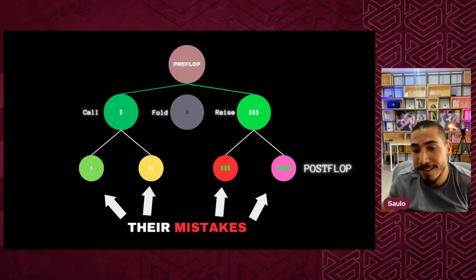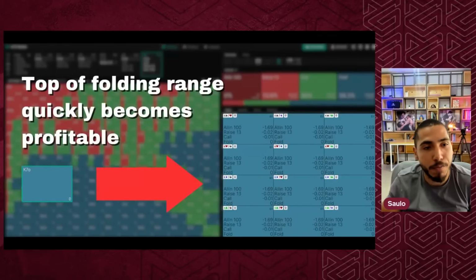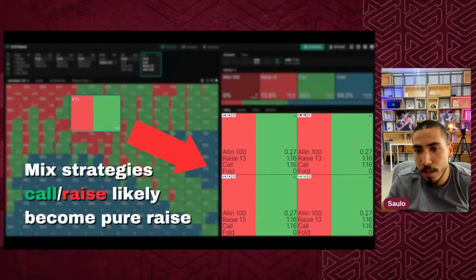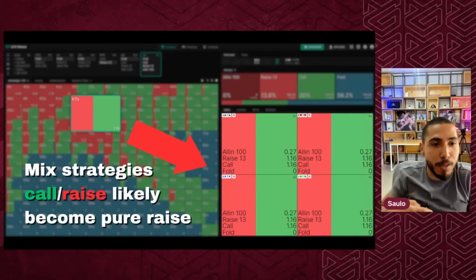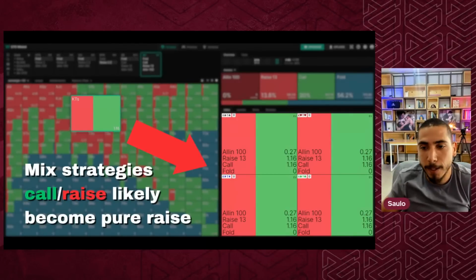So you can expect the mistakes that they're going to make post-flop in 3-bet pots to be much more significant, which means that the EV gain you will have to play 3-bet pots against them will be higher than the EV gain you will have to play single raised pots. Although both are going to happen, you're going to have an EV gain to play both. So you should expand your calling range, and it's very likely that the mixed strategies, call or raise, will become a pure raise, because then you can expect future children nodes to have higher EV in 3-bet pots because of the mistakes that they make compared to single raised pots.